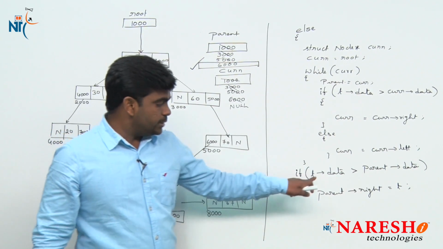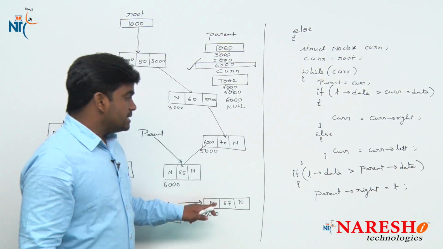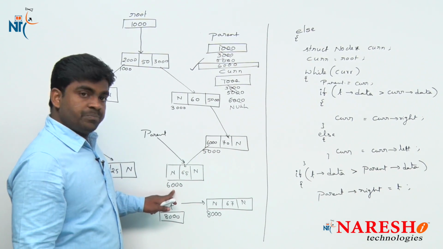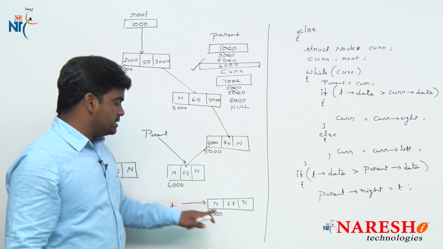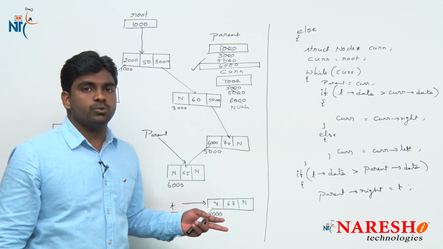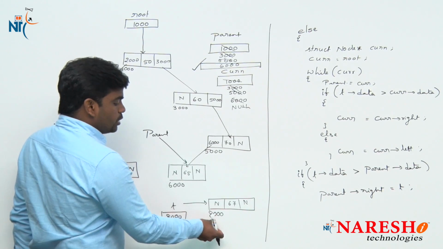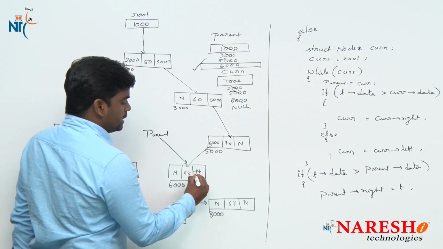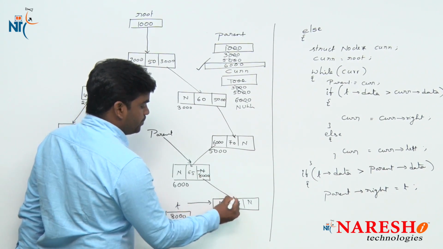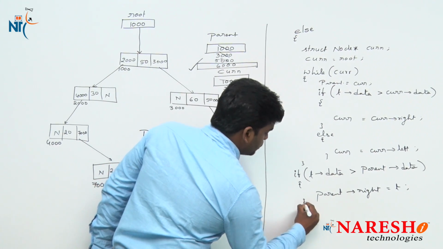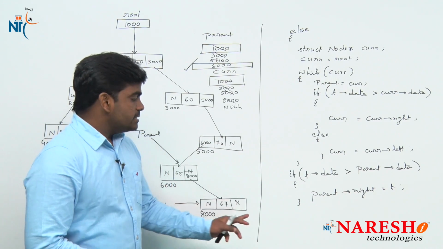67, T2 data 67 is greater than parent to data. Parent is what? 6000. 6000 to data is what? 65. 67 is greater than 65, yes condition true. So then we are connecting to right side. So 8000 T value we are connecting here. So this is connected. Sir, suppose if it is a lesser value, very simple, else block. Here it is, else block.